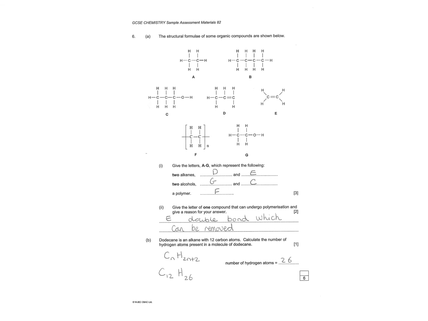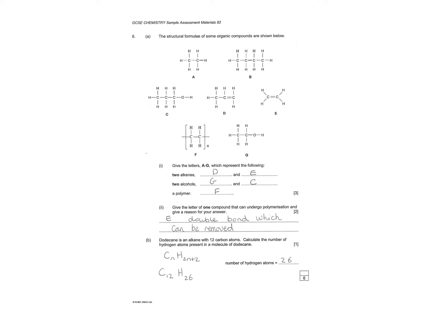Loads and loads of hydrocarbons up here, or homologous series. Name 2 alkenes. Alkenes are things with double bonds, so E and D. 2 alcohols will have OH, so G and C, and a polymer would be F. Give 1 compound that could undergo polymerization. Well, it could have even been D or E. I put E, double bond which could be removed.